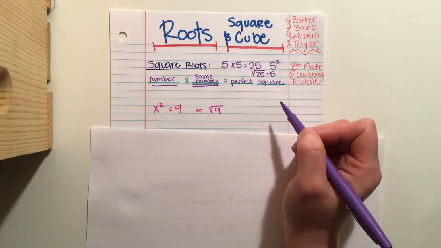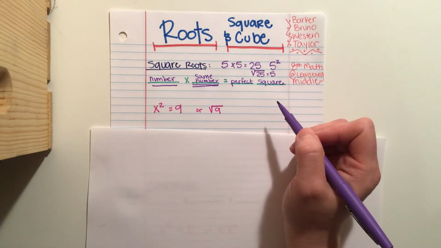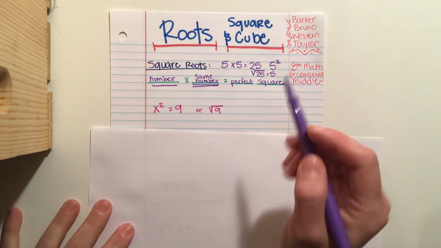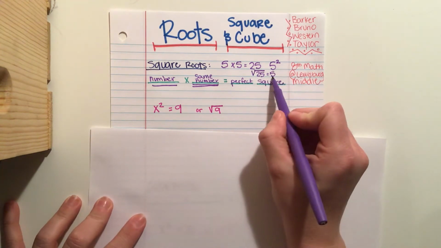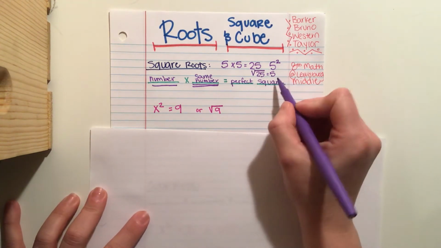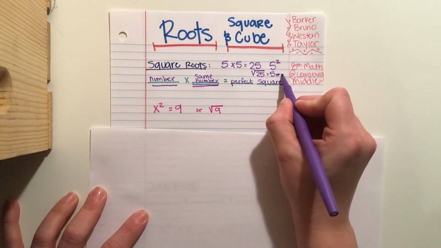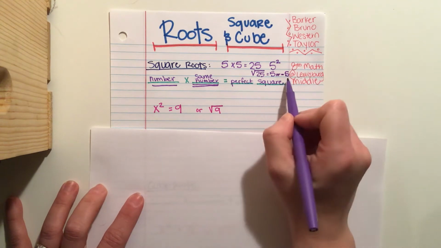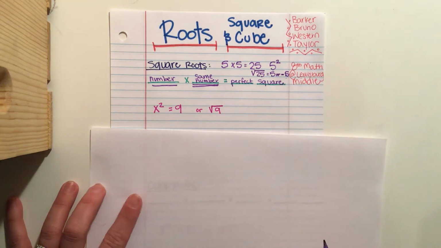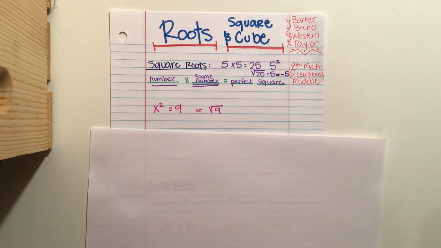Now, what you need to remember about square roots is it's the same thing times the same thing. So when you are rooting a number like this, square root of 25, your answer not only is 5, it could be or negative 5, because negative 5 times negative 5 equals 25. So number times same number equals a perfect square. Let's look at some examples.